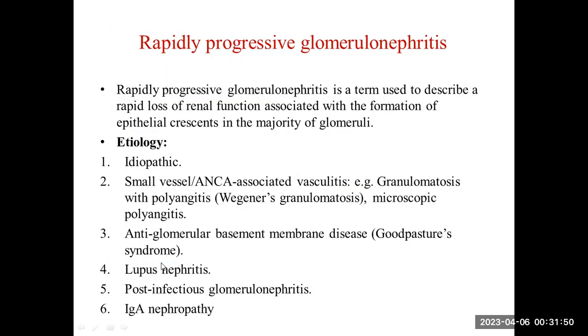So lupus nephritis is one of the possible causes of rapidly progressive glomerulonephritis, as well as post-streptococcal or post-infectious glomerulonephritis, because here again, there is diffuse proliferative glomerulonephritis, and it can convert into rapidly progressive glomerulonephritis. And finally, IgA nephropathy, as we discussed previously, has different clinical presentations. One way of presentation is with rapidly progressive glomerulonephritis.